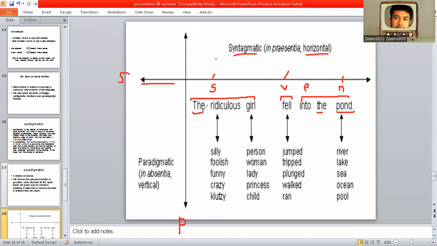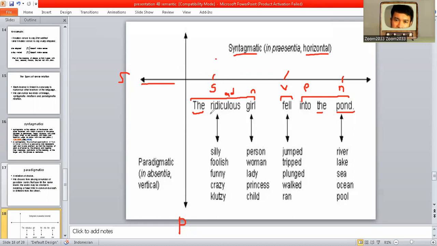Yeah. The as a determiner, right? We know that ridiculous is just like an adjective, right? An adjective that follows a noun. So this is noun, this is noun, this is adjective. Yeah, adjective. So what we have to do is find the same adjective, and we can construct another sentence. For instance, the silly person, girl, we change in paradigmatic with person. Girl and person, the same noun. Yeah. Person, woman, lady, princess, child is a noun.